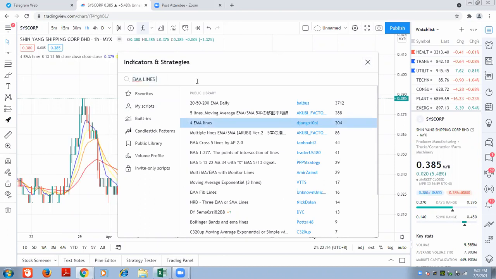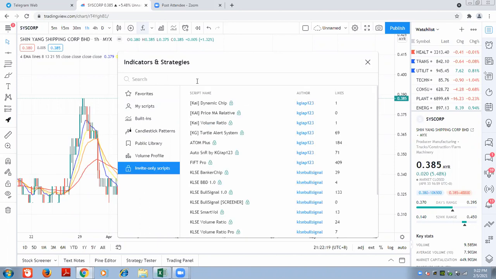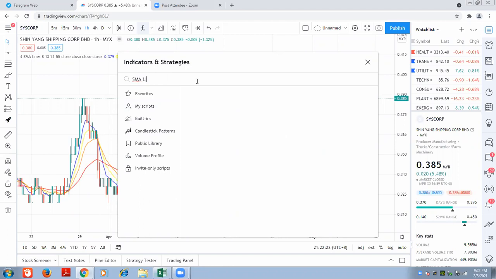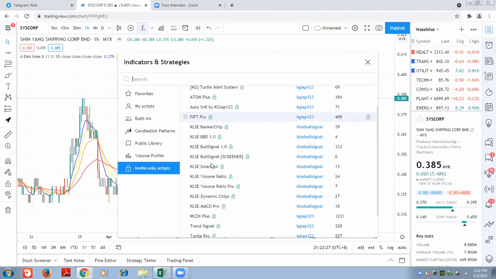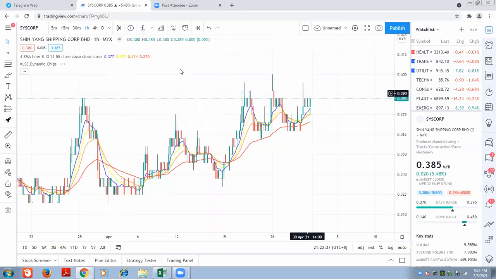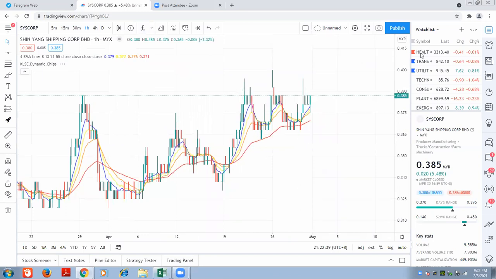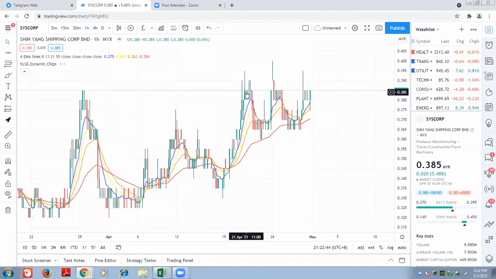So now we're going to talk about the SMA line. I have my own dynamic indicator. So we see the difference. This is the EMA and this is the SMA. It's giving a lead of the changes of the trend, for example.